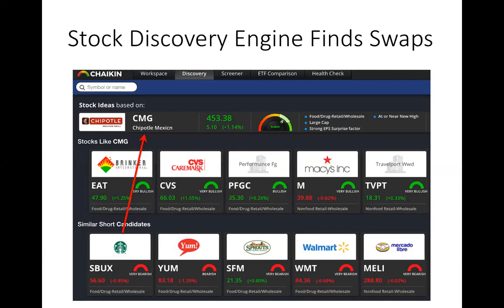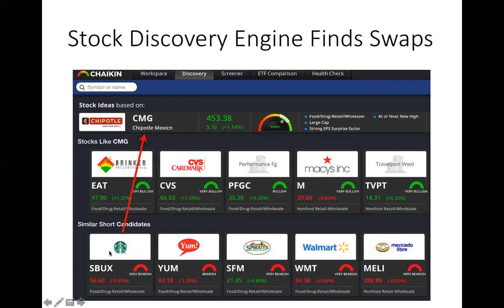It finds stocks that are similar to a stock that you input. So if you like a stock like Chipotle, where the power gauge rating had just turned bullish, you put it into the discovery engine and immediately it'll look for other fast food stocks with bullish ratings. Now, a week and a half ago when I did this, Brinker, EAT, was the only fast food stock with a bullish rating.